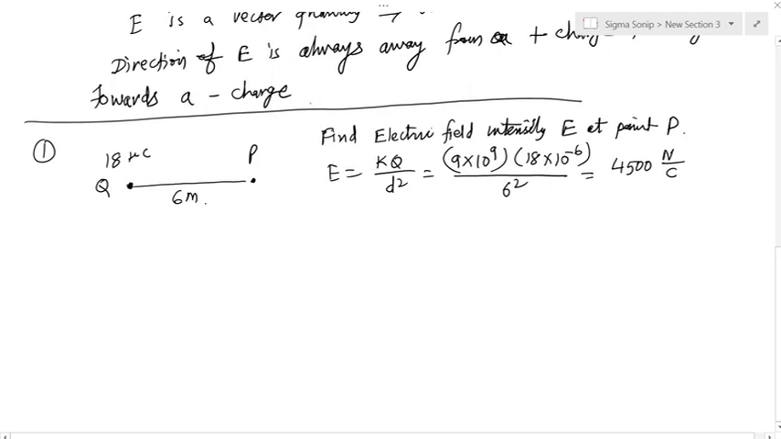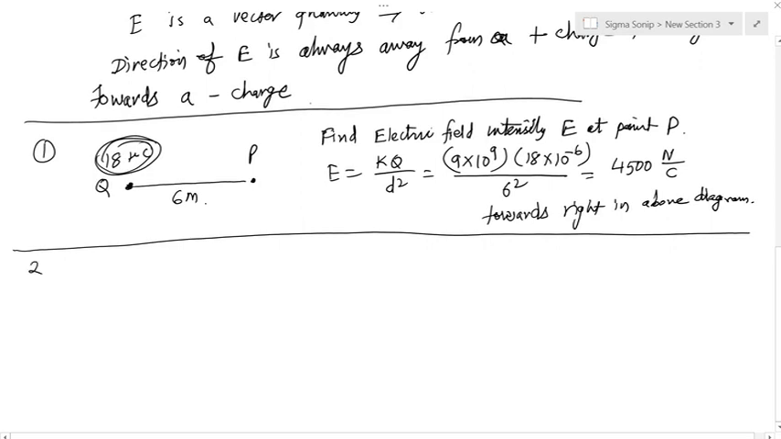And we can give the direction as well. Here it will be towards right, because my Q is positive, this Q is positively charged, so electric field will be away from it. So electric field at point P will be towards the right in above diagonal. Simple example.